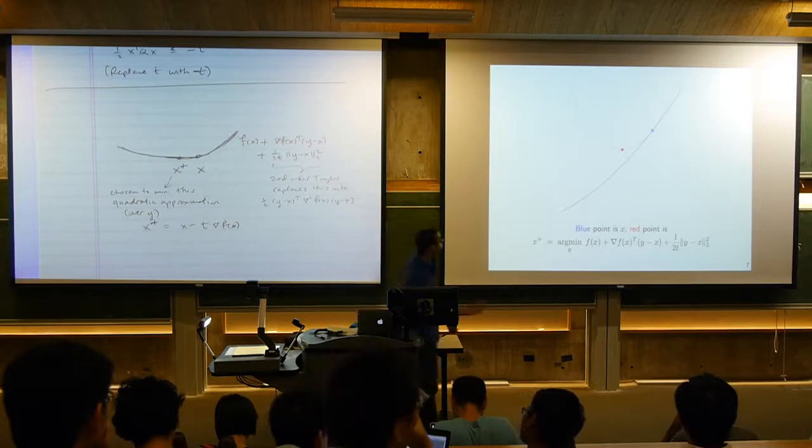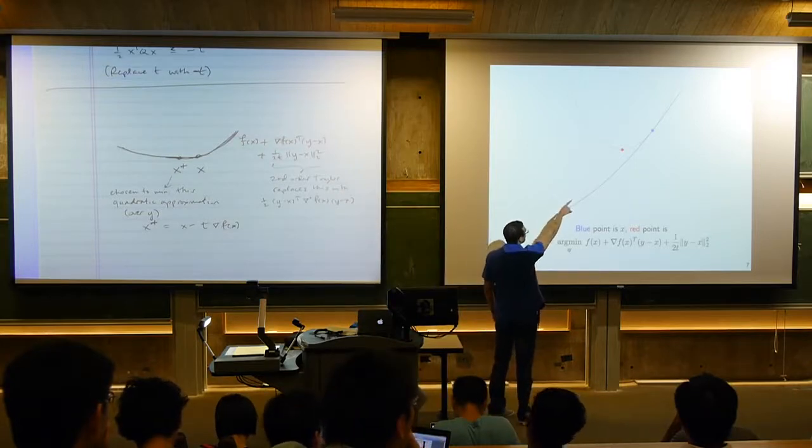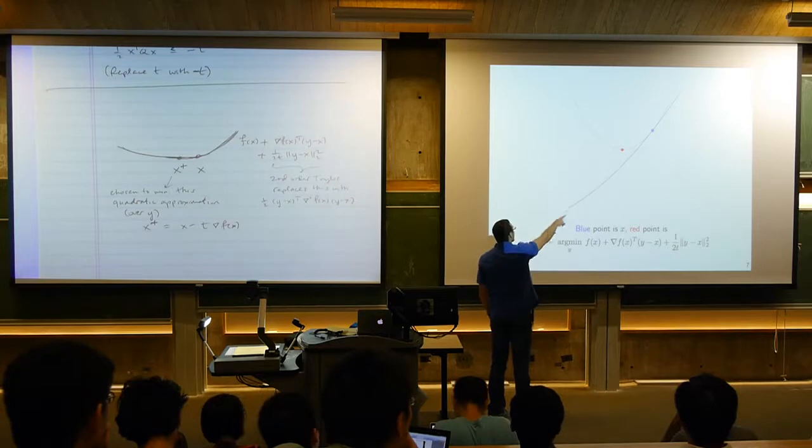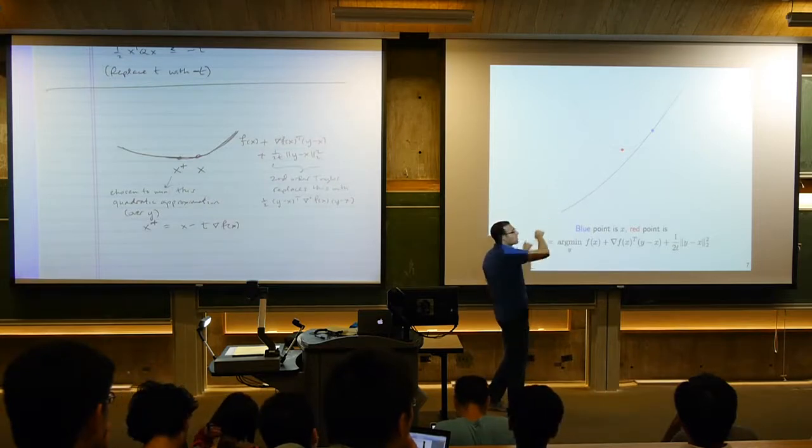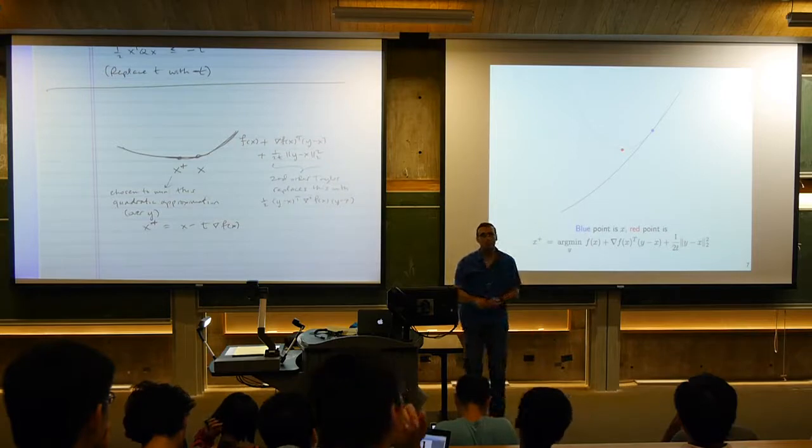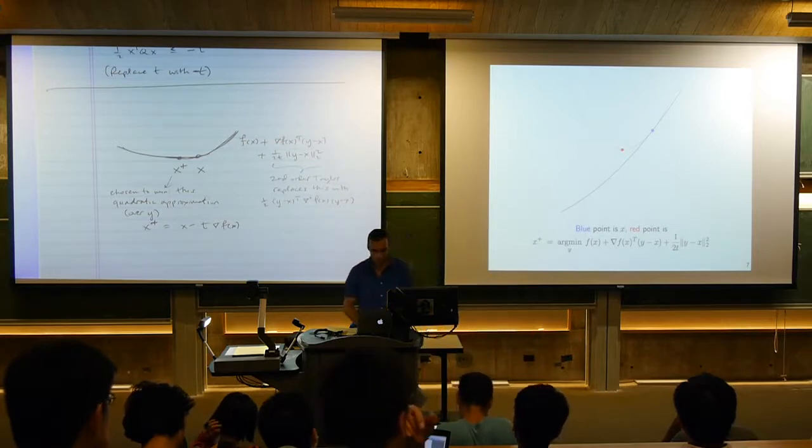Think about it: I'm at the blue point, that's x. I make a quadratic approximation to my function. That's this dotted line. My function is this solid line. And the next gradient descent step is in red. It's chosen just to minimize that quadratic approximation. Okay?